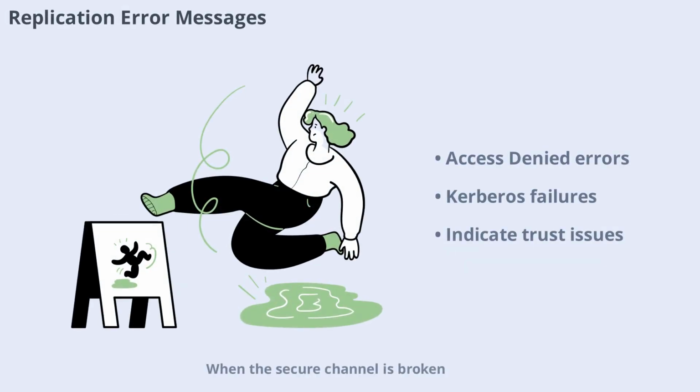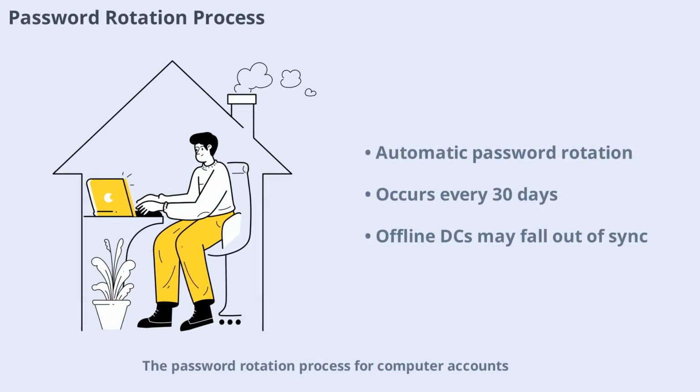When the secure channel is broken, administrators may see error messages such as access denied or Kerberos authentication failures. These errors are often misinterpreted as network issues, but they actually point to a deeper problem with trust and authentication between domain controllers. The password rotation process for computer accounts is automatic and typically occurs every 30 days.